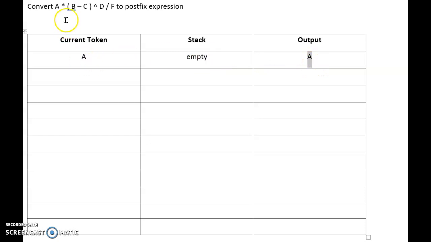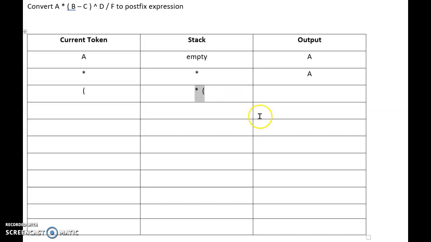Now the next token is this multiplication. We put that on our current token, and now the stack has a multiplication, and the output remains A. We're not going to pop this multiplication off the stack just yet. Next we have this open parenthesis. The stack now has multiplication and then the parenthesis, and this is fine because the precedence or priority level accepts this. No issues here.